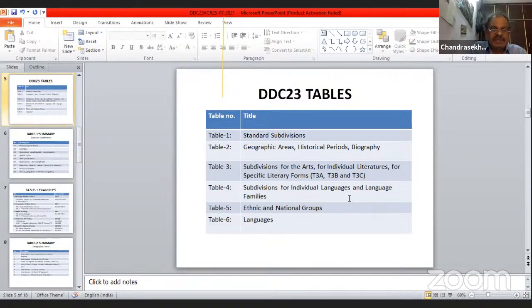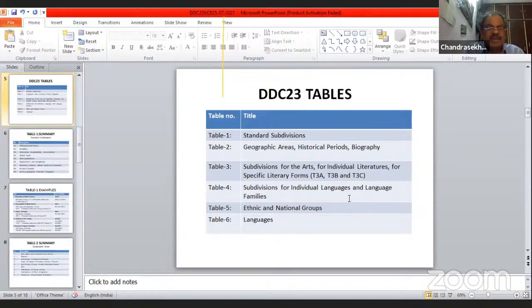Then table 6 is language. Sometimes you have to give a language number: Bible in Telugu, Bible in English, Bible in Korean language. The Bible number you have seen was 220. To that we can attach the language number from table 6. Similarly, an encyclopedia in Telugu language, Telugu Vigyan Sarvaswamu, is a general encyclopedia in Telugu. To the general encyclopedia number we attach the Telugu language number. Like that we will build a number.